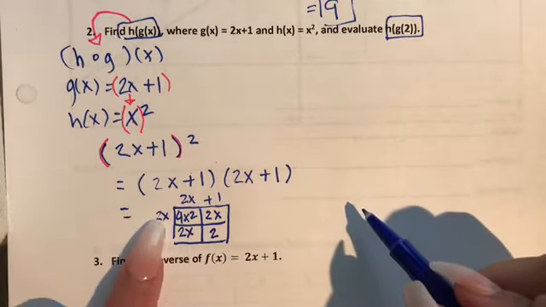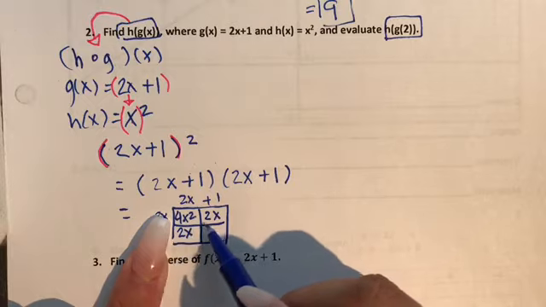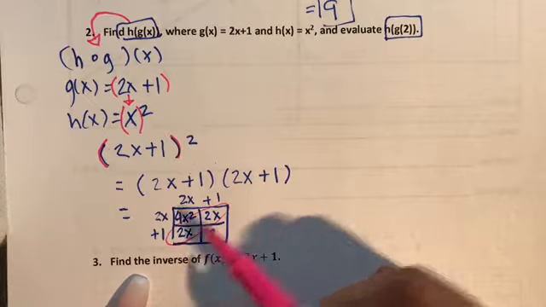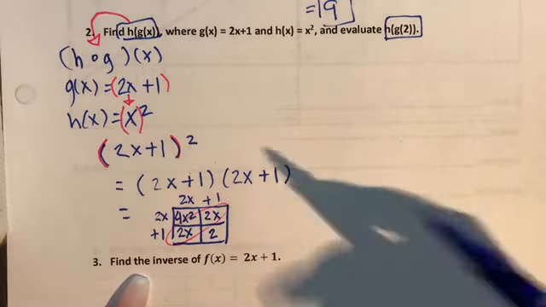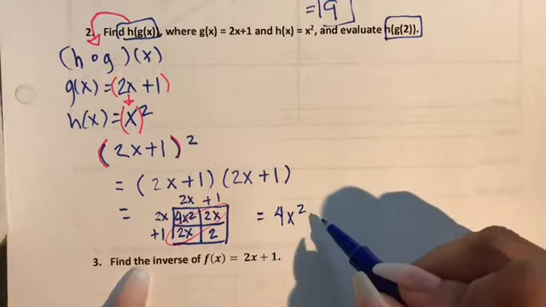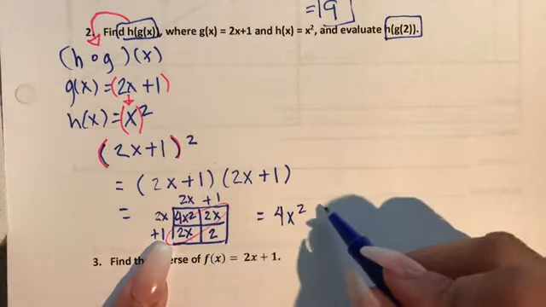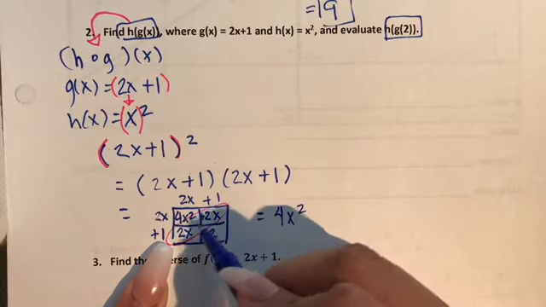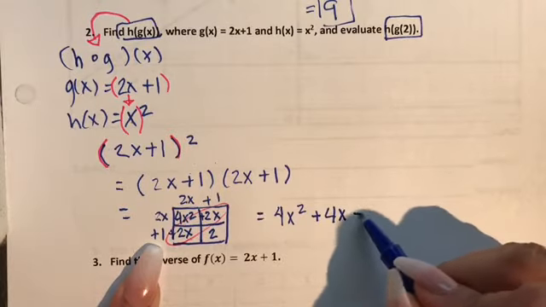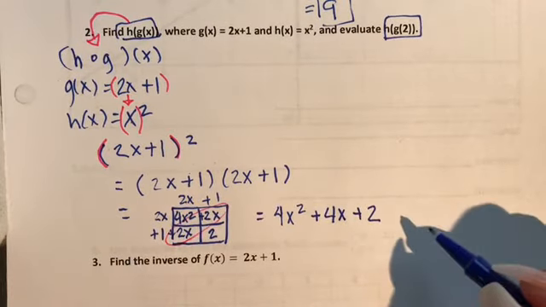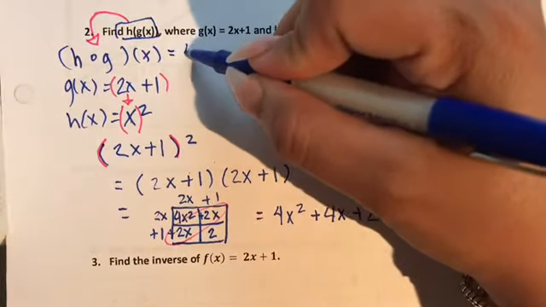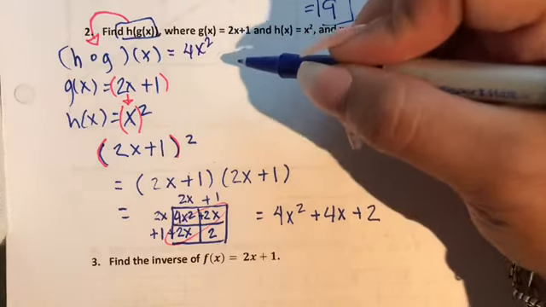So let's write this out. Like terms, remember we add. These two are going to go together. Okay? So that equals 4x squared, 2x plus 2x. We're adding. This is addition right here. Plus 4x plus 2. Alright, so that is your solution for this one, for h of g of x.